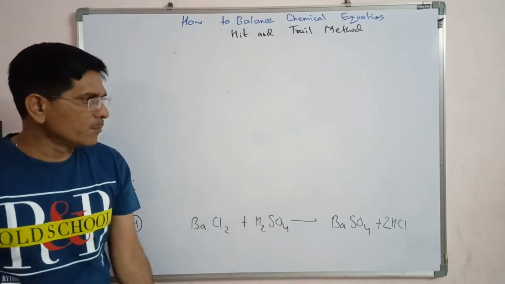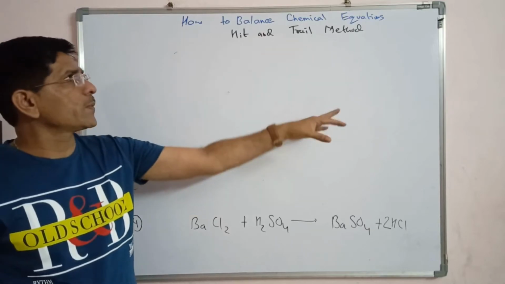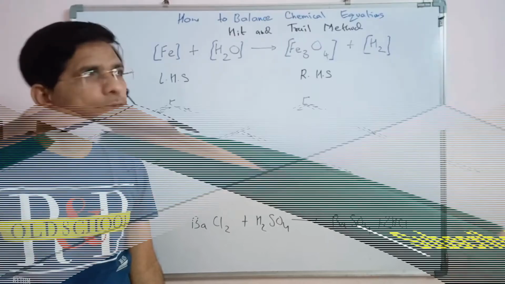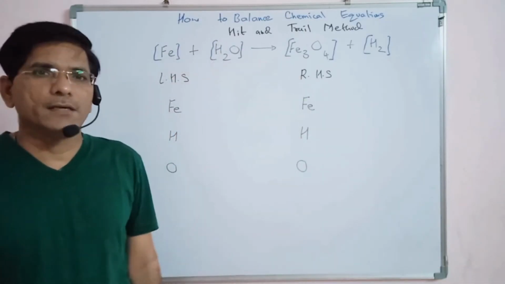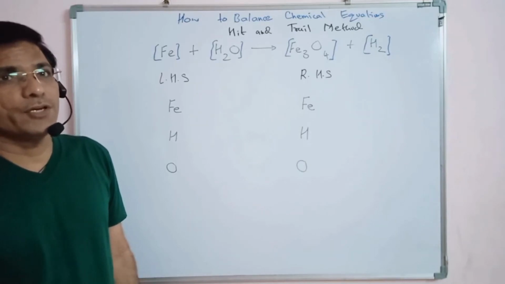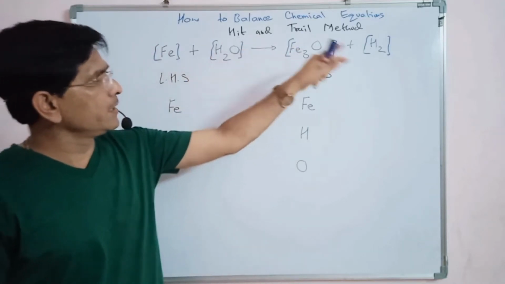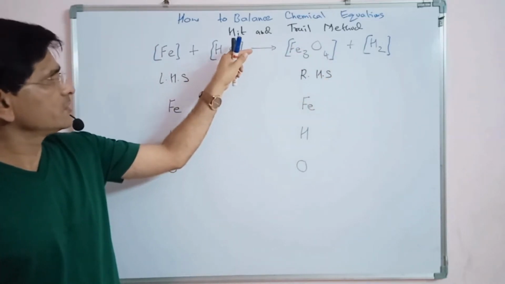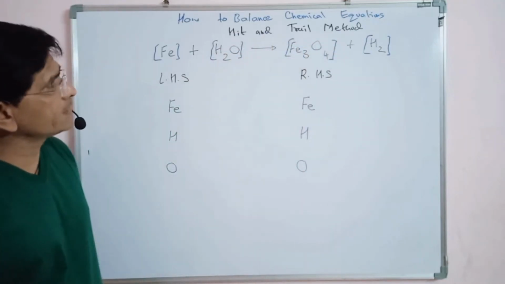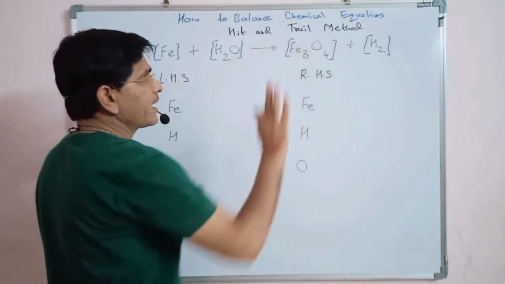So, these are all the 5 more examples related to how to balance a chemical equation. By which method? Hit and trial method. So, before we start, first of all, we should know which method is used. To balance a chemical equation, the method used is called the hit and trial method. Trial means we cannot get the answer directly any time. That is why it is called the hit and trial method.